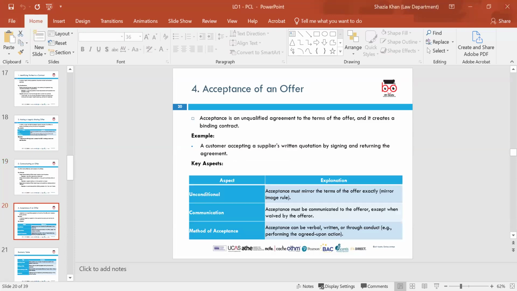Acceptance of an offer. This is where, as we mentioned earlier, the offer is accepted, and it's the final and unqualified agreement to the terms of an offer. There are elements that can be identified. So you can have key elements. It could be an unconditional acceptance, which must be without any changes or variations to the original offer. Communicated, so the acceptance must be known to the offeror. And method of acceptance, whether the acceptance is verbal, written, or through conduct. So these are the requirements of acceptance of an offer.